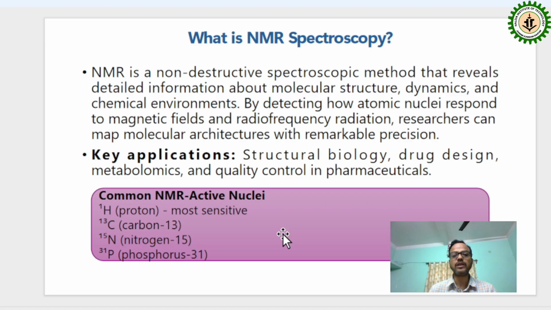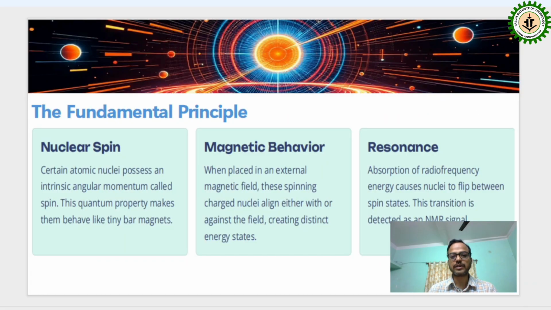So what is a nucleus, and what is to be done with the nucleus? Let's talk about which are the molecules which are NMR active. Before we go into that, we have to understand how NMR works. What is the main principle of NMR? The fundamental principle is nuclear spin.